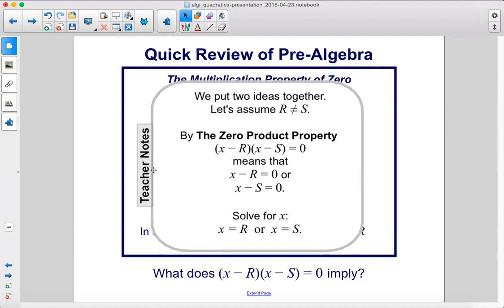Well, we'll put the two ideas together. Let's assume that r does not equal s. X minus r times x minus s equals 0 means that x minus r equals 0 or x minus s equals 0. Then we just solve for x. X equals r or x equals s.